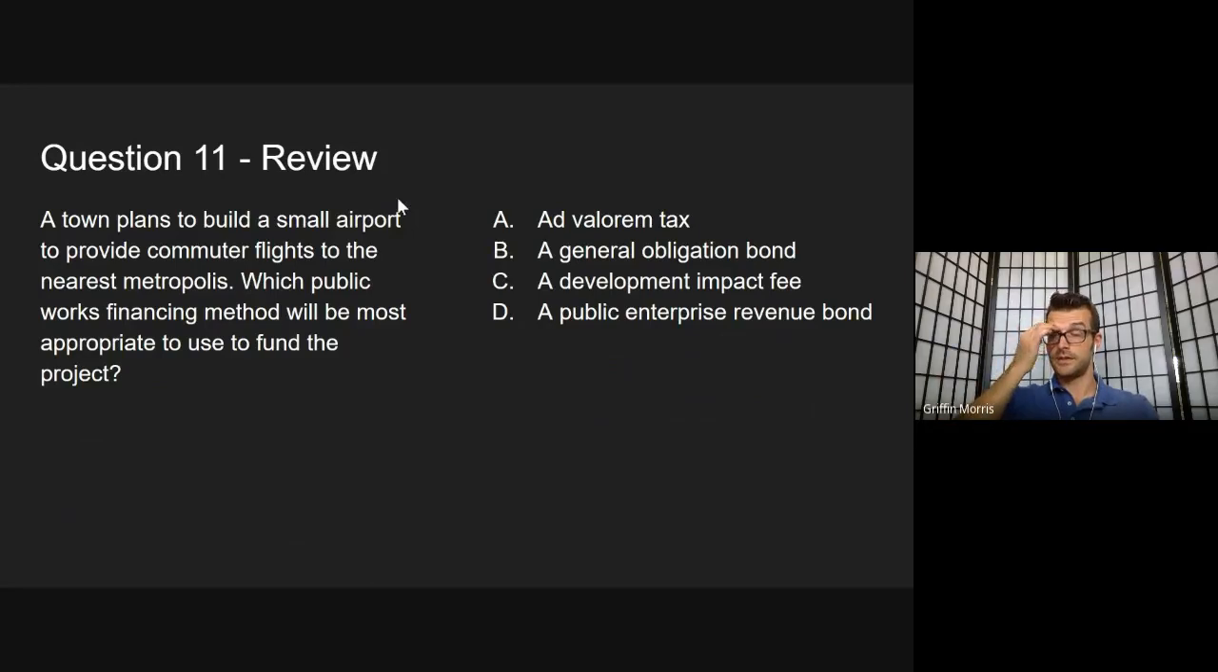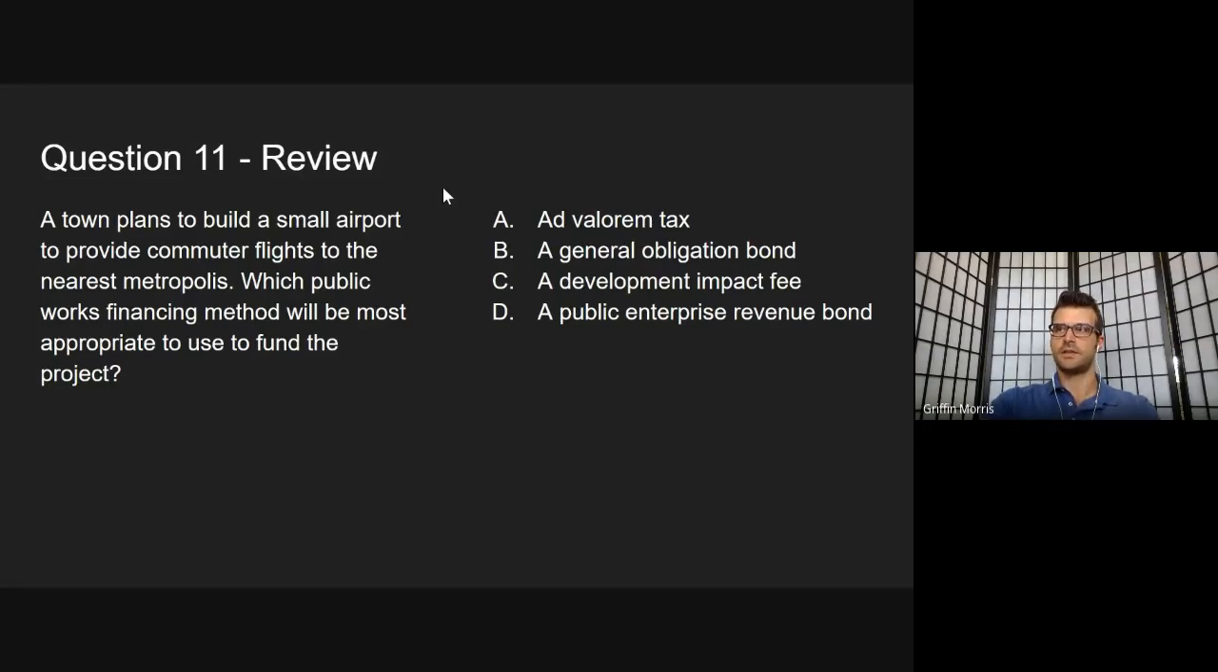All right, so question 11 says, a town plans to build a small airport to provide commuter flights to the nearest metropolis. Which public works financing method will be most appropriate to use to fund the project? And the answers we have available are ad valorem tax or a property tax, a general obligation bond, a development impact fee, or a public enterprise revenue bond. Any guesses from the group on this one?